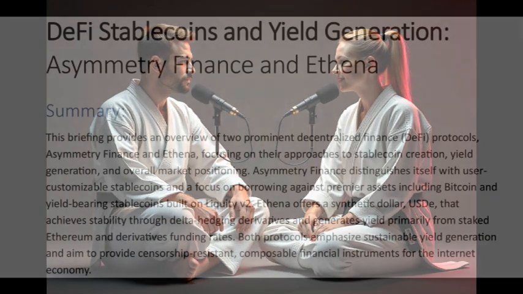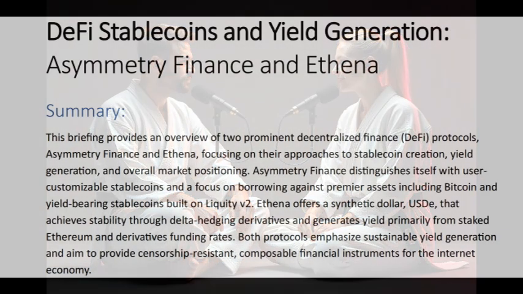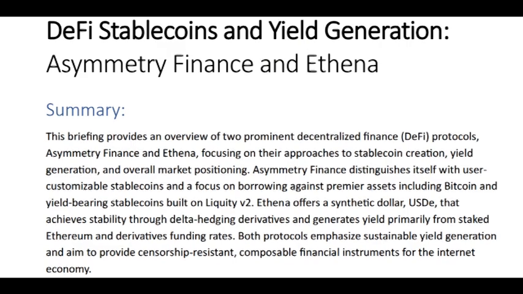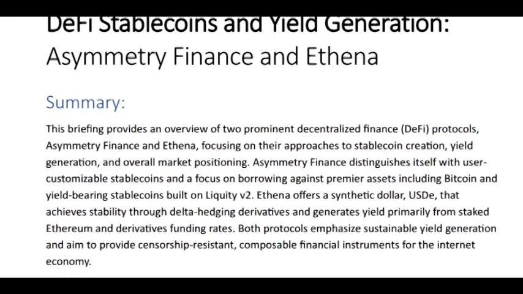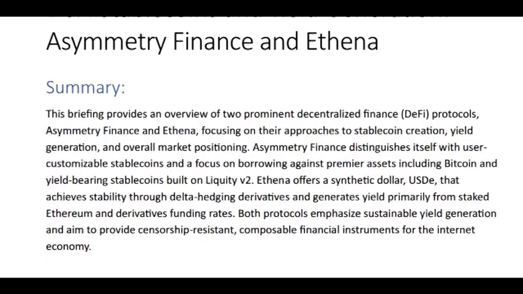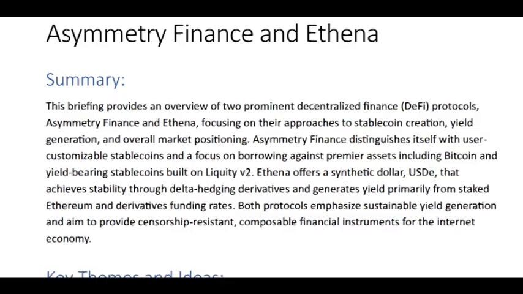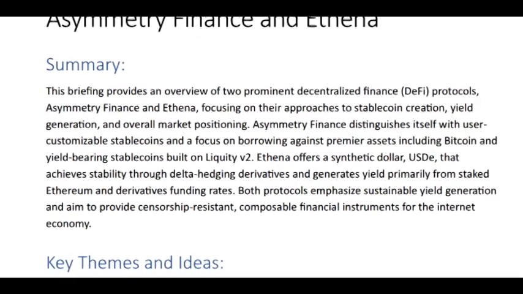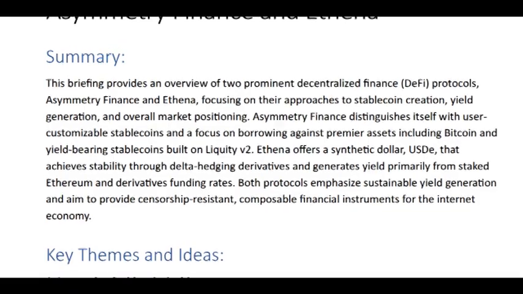Okay, so where do we start? Asymmetry. Yeah, let's start with Asymmetry Finance. The sources present them with a focus on user-customizable stablecoins and yield products, built on Liquity V2 tech. Okay, Liquity V2. Interesting base. And their tagline, or value prop, is "stablecoins, your way." That immediately suggests a different kind of user control.